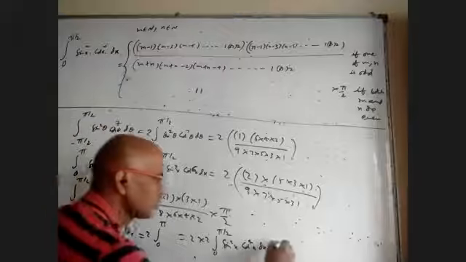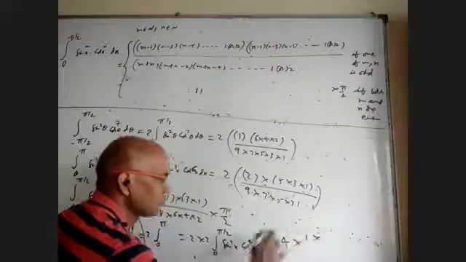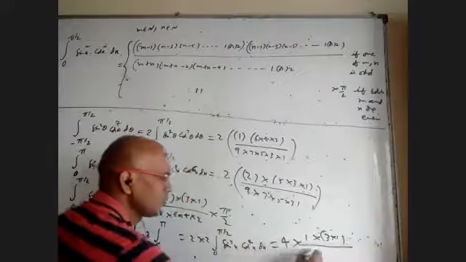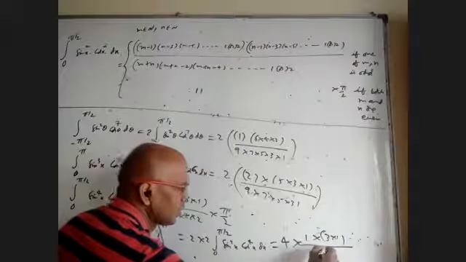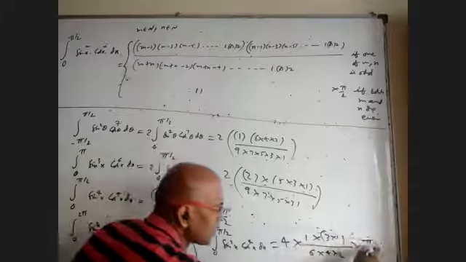Okay, so now we got 4 into, for 2 I have to write 1, for 4 I have to write 3 into 1. By 2 plus 4 is 6 into 4 into 2 into pi by 2 because both are even.